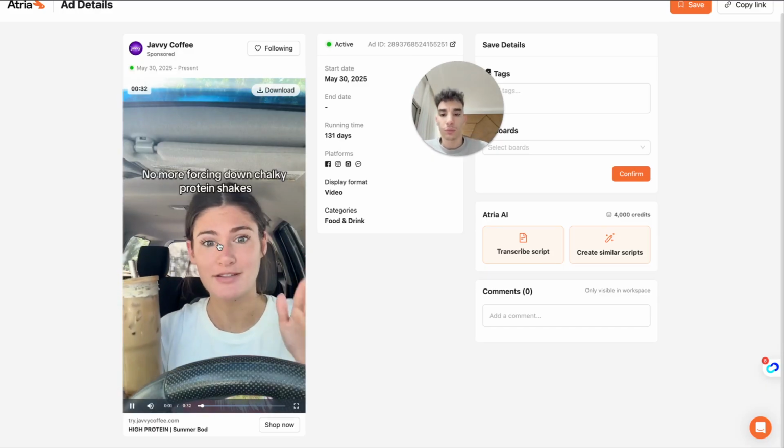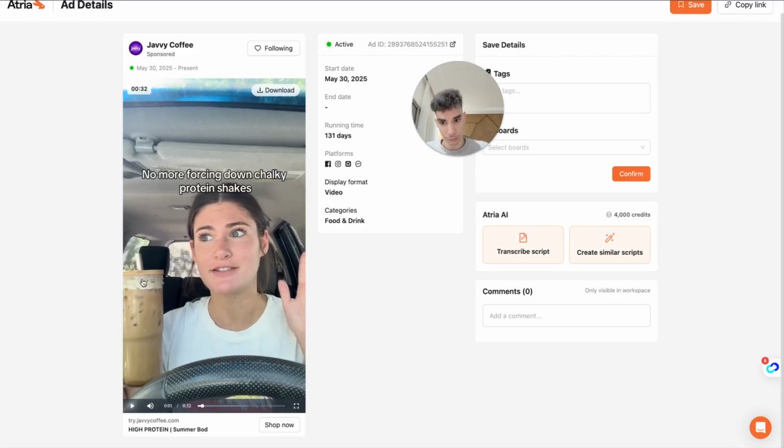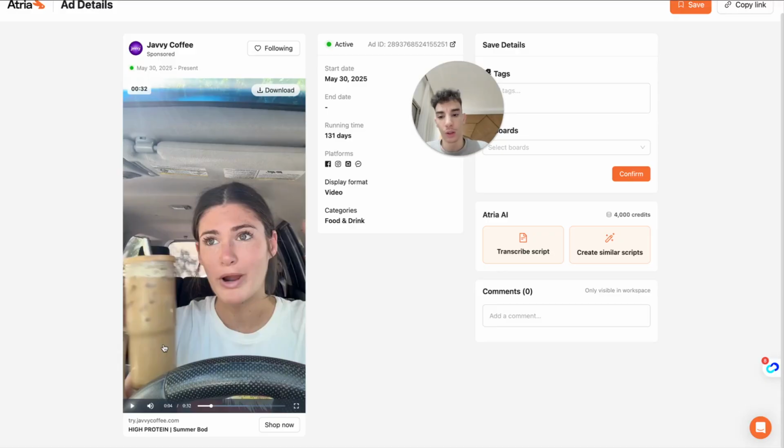"No more forcing down disgusting chalky protein shakes, because now they have protein coffee." As we said, they're talking about the main issue, protein shakes and how chalky they are, and how a lot of people don't want to use them. It's a quick hook. "Because now they have protein coffee" opens curiosity because we've never heard of that. Most of you probably know the brand, but coffee with protein is not something people are used to, so this directly sparks curiosity and creates an open loop.